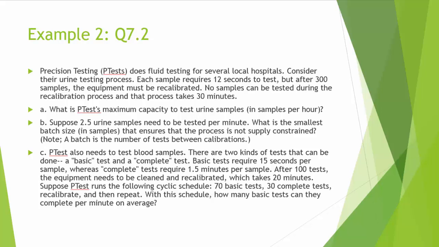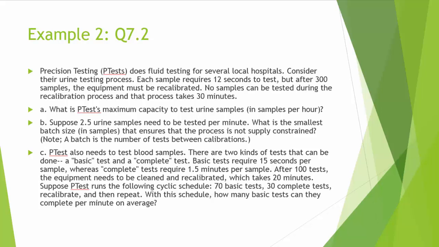Let's look at another example of setup time, batch size, and capacity. Precision testing does fluid testing for several local hospitals. Consider their urine testing process. Each sample requires 12 seconds to test, but after 300 samples, the equipment must be recalibrated. No samples can be tested during the recalibration process, and the calibration process takes 30 minutes.